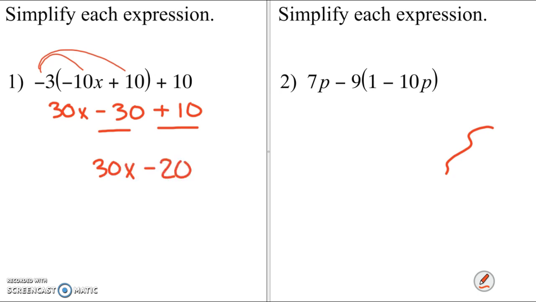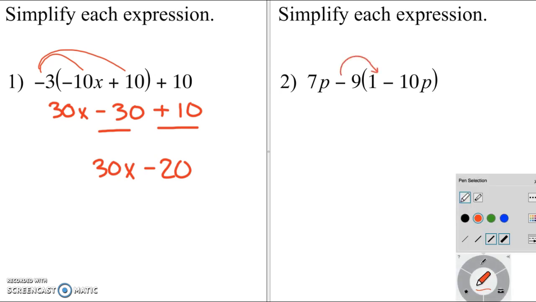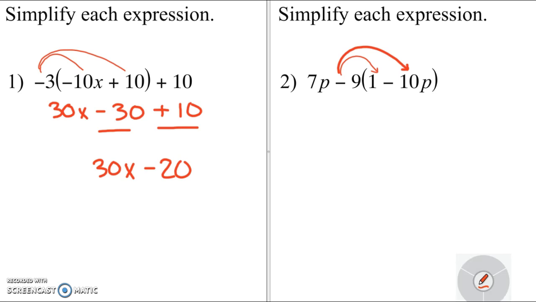Okay. The next one, this one tends to confuse people because we have a -9 that's being distributed. Did you do that on purpose? You're a beauty. So we have a -9 distribute.